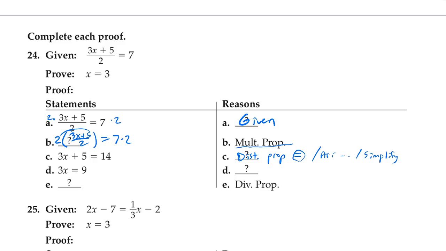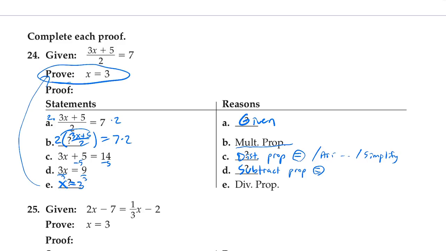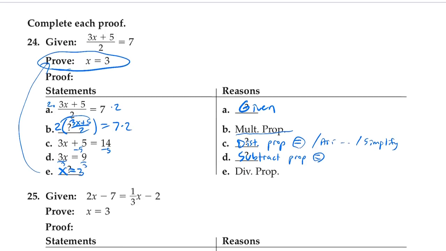All right, and then how did they get from that step to the next? Well, it looks to me like they subtracted 5 from both sides. So that would be the subtraction property of equality. And the last one, they used the division property of equality. So they divided by 3 on both sides. So they got x equals 3. We just double check. That's what we want to prove. So the last statement in every proof should always be the thing to be proven.